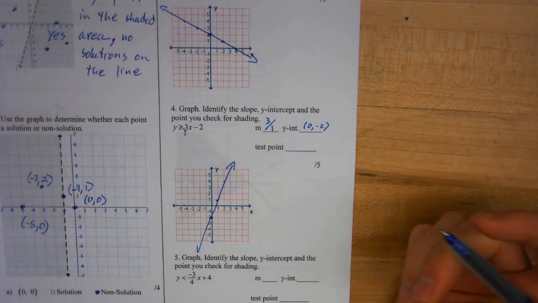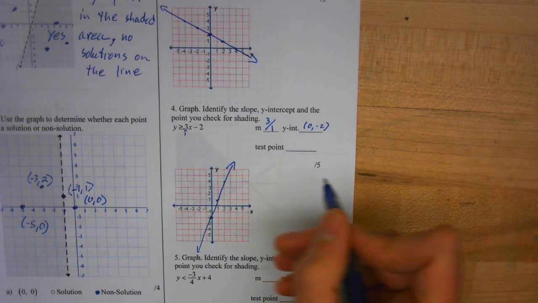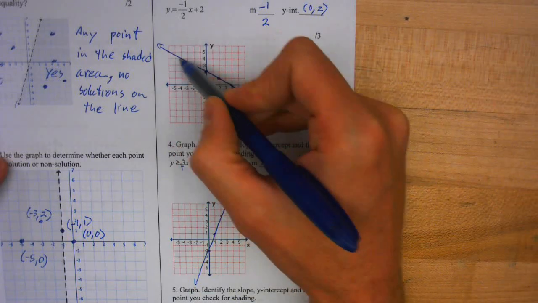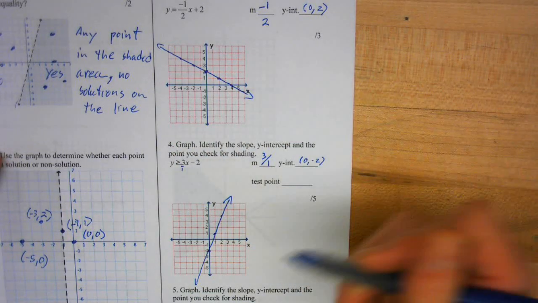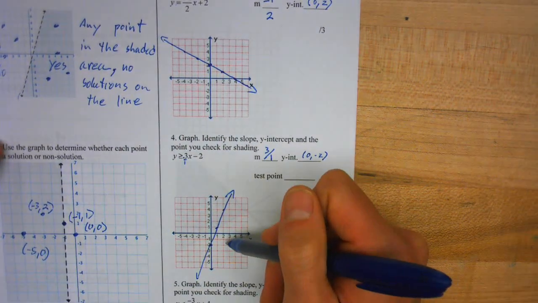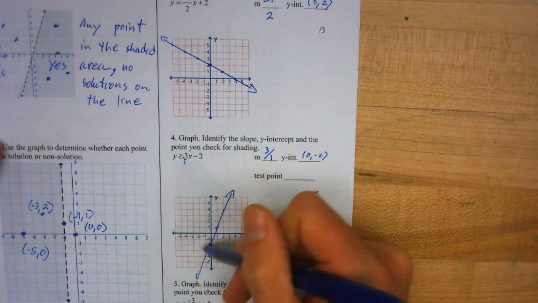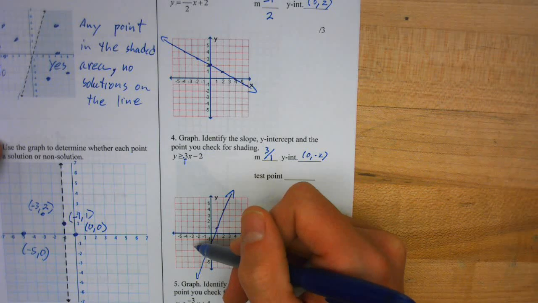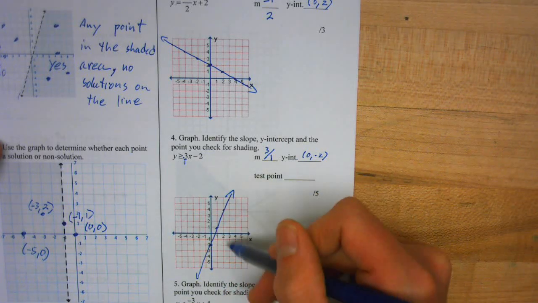Okay, so now we've got something new here. So now we have a test point. You notice that on the last one we did not have a test point. That's because it was a solid line. It was just a line. And this one we actually need to test, hey, are things on this side of the line included in the solutions, or are things on this side of the line included in the solutions?